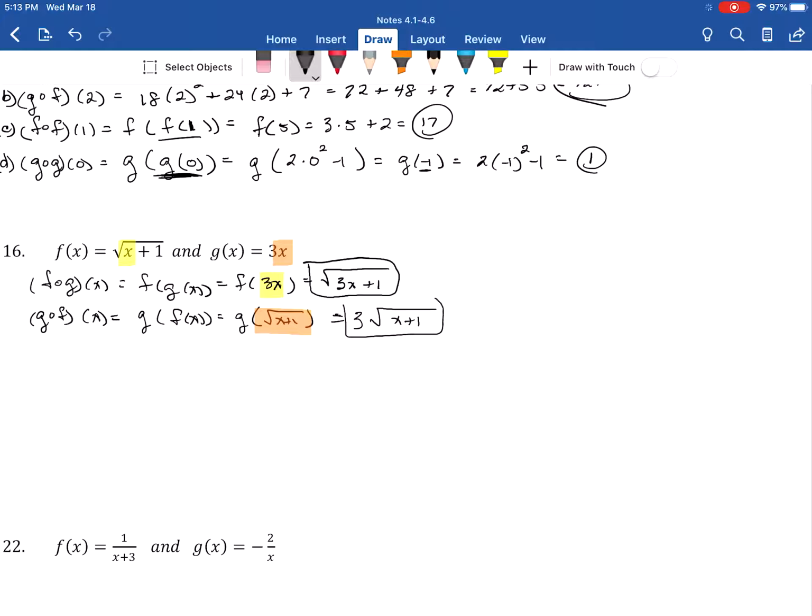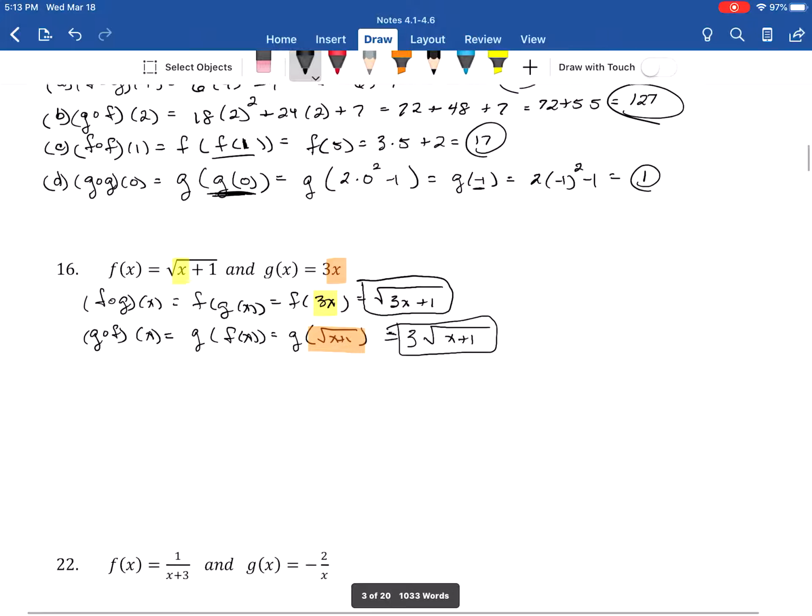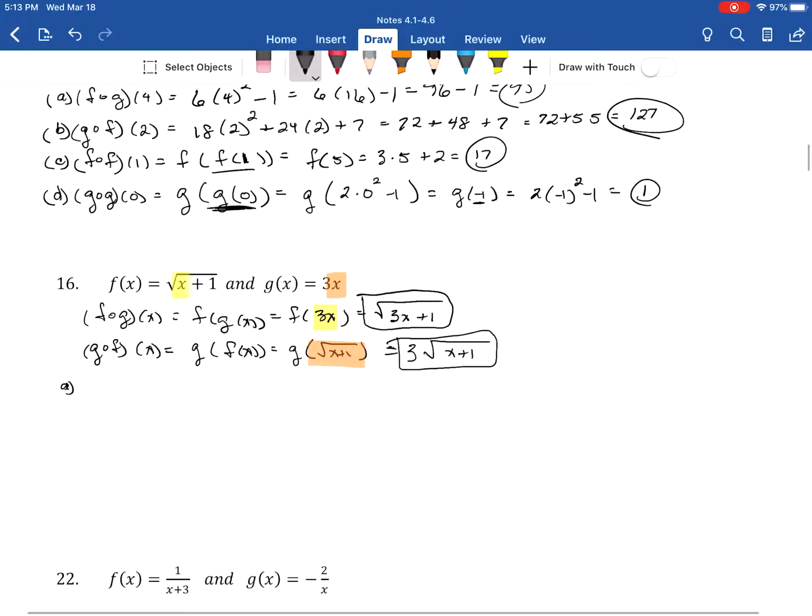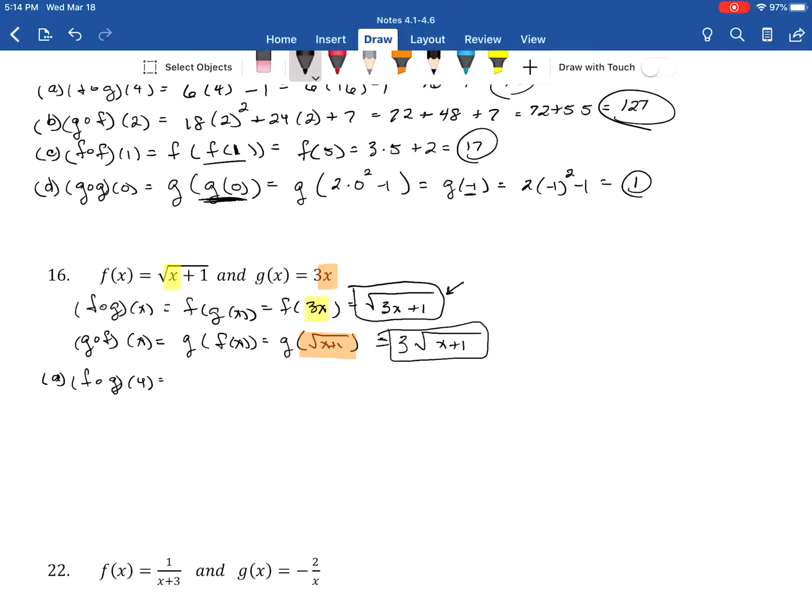And that's all. All right, now we're up to part A, B, C, and D from above. Part A asks you to find f composed with g of 4. I'm going to use this result that I accumulated. Put 4 into the value x. 3 times 4 plus 1 is the square root of 13.